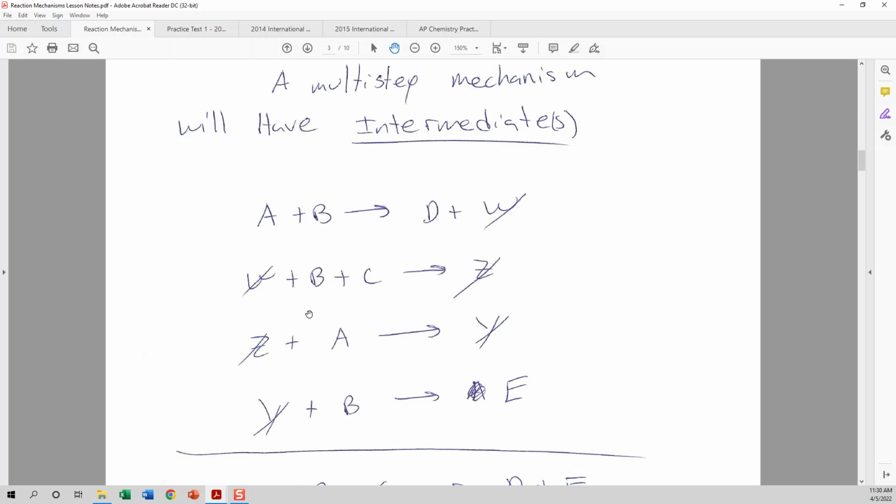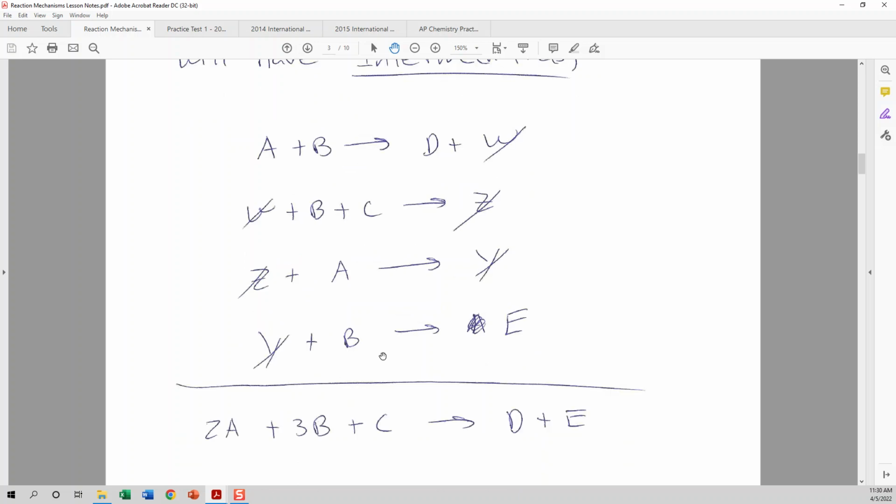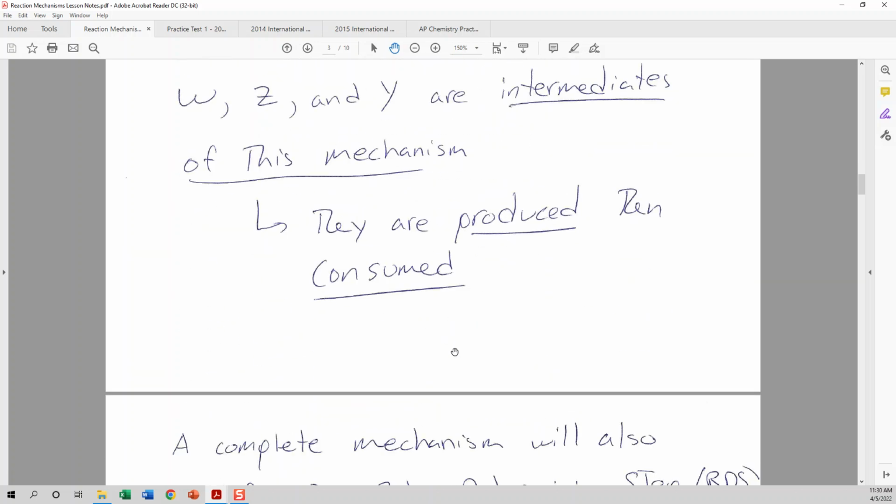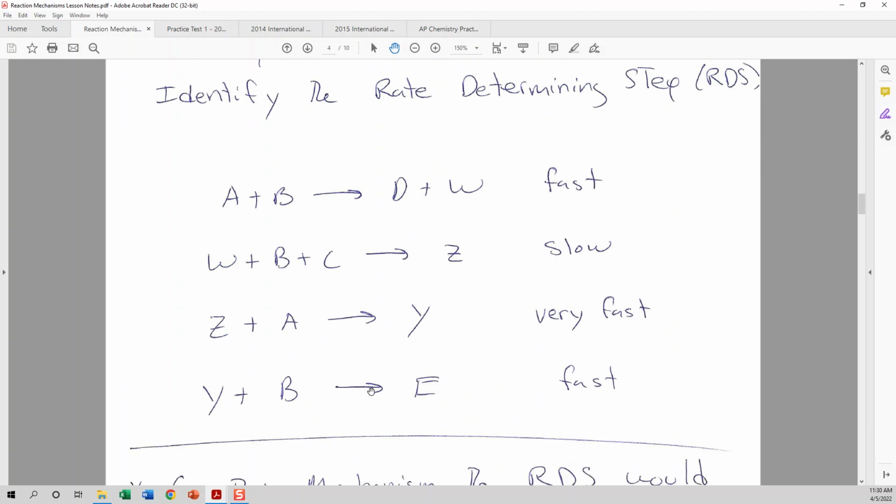Who knows? All right. So in order to have a complete reaction mechanism, this works because it adds up to my overall reaction, but it doesn't tell me the rate determining step. So this is incomplete. So a complete mechanism would look something like this. Sometimes they say very fast, very slow. So if you had slow versus very slow, the very slow one is the rate determining step. So that's telling us that the second step of this mechanism is the rate determining step.